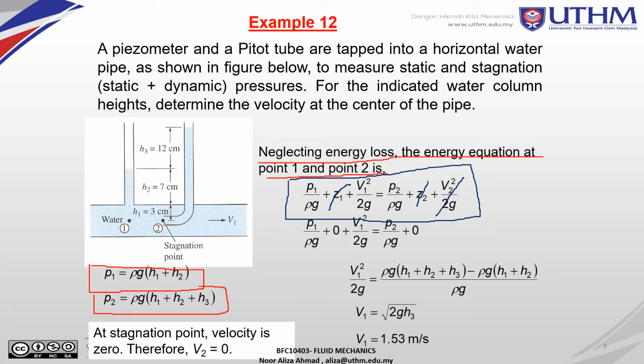After we get this, you get V1, the velocity at the center of the pipe. This is the pipe, and this is the reciprocating tube.